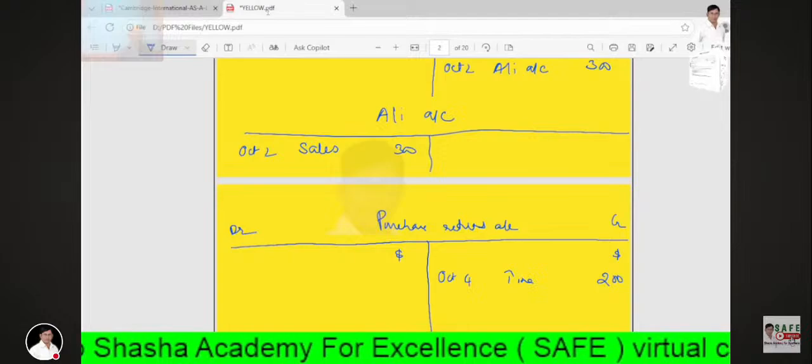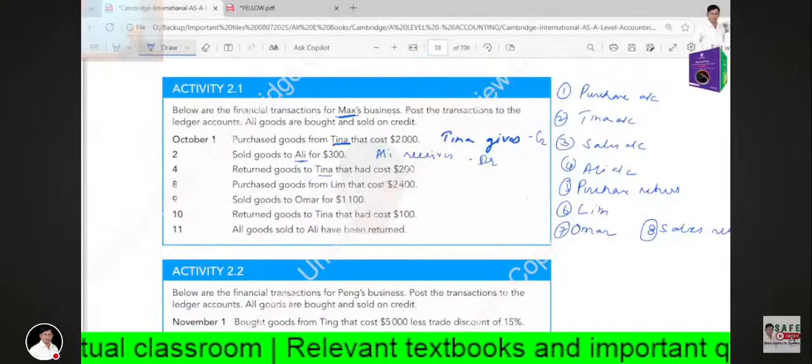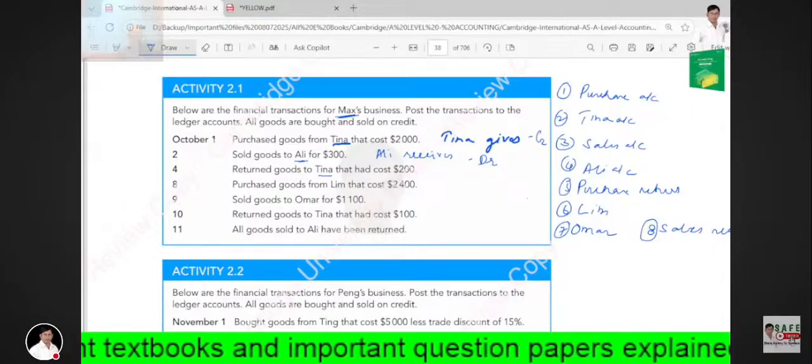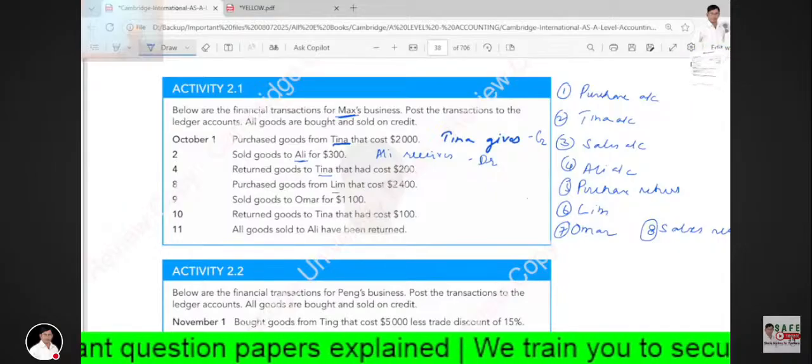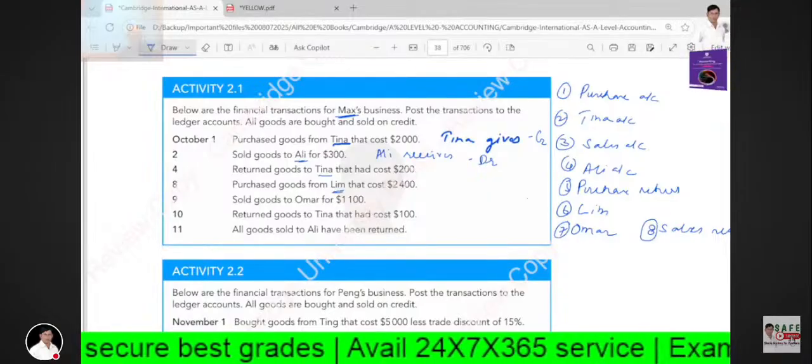Now next, what will we do now? Purchase goods from Lim that cost 2400. So Lim is another person. Again, what is Lim doing? When we purchase from Lim, obviously Lim gives.